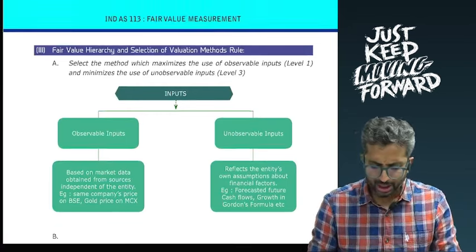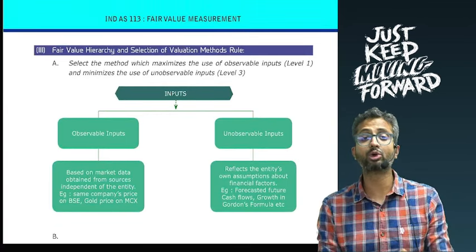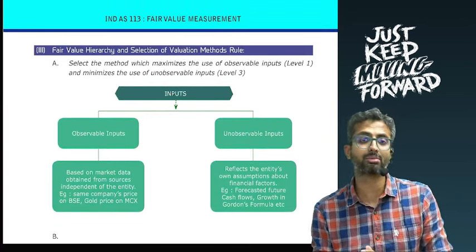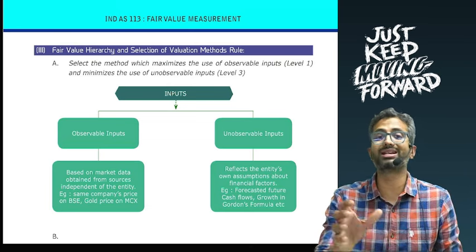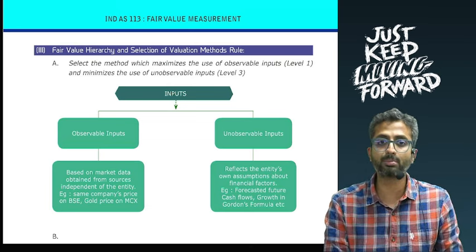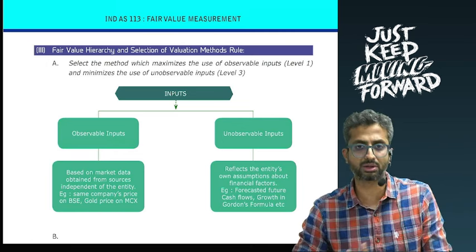Okay. Next, you look at the fair value hierarchy. When you look at the fair value hierarchy, the golden rule of valuation is you should try to select a method which maximizes the use of observable inputs and minimizes the use of unobservable inputs.